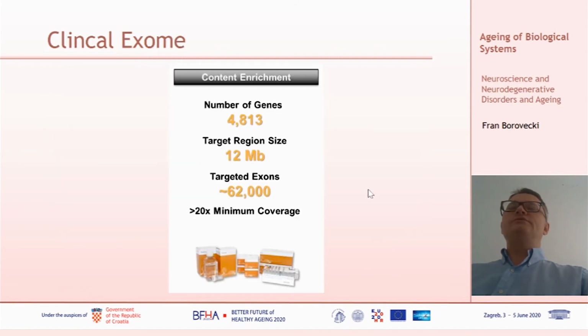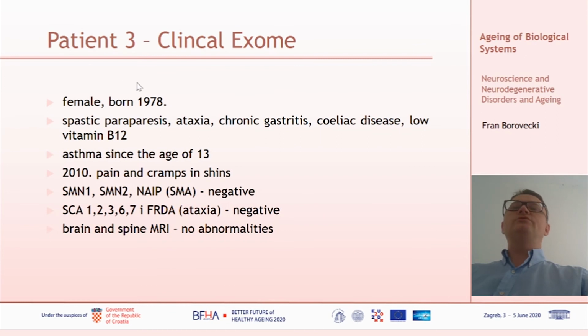Now, of course, we always like to go bigger. We can also analyze 5,000 genes, and now it's fully reimbursed by our National Health Insurance Fund. Using the so-called Clinical or targeted exome, you can analyze a much wider range of diseases. This is one example: a female patient, born in 1978, with spastic paraparesis, ataxia, chronic gastritis, celiac disease, and low vitamin B12. She had asthma since she was 13. The symptoms started in 2010 with pain and cramps in the shins. She had a lot of individual gene analyses, but everything was negative, and brain and spine MRI showed no abnormalities.